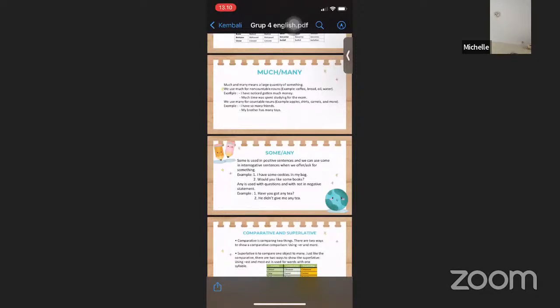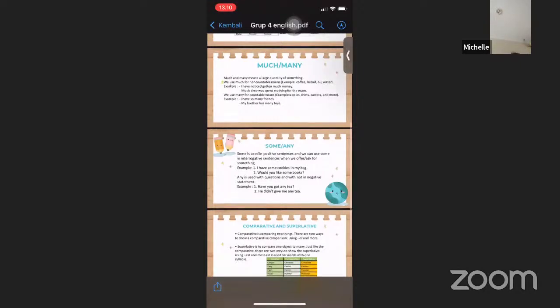We use many for countable nouns, like apples, shirts, carrots, and more. Example sentences: 1. I have not so many. 2. My brother has many toys.